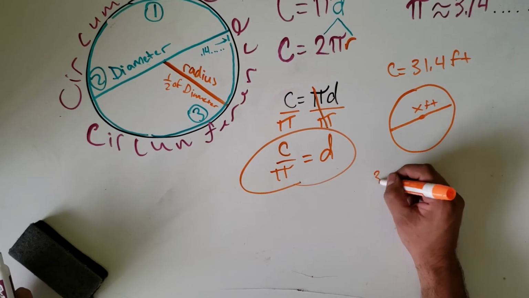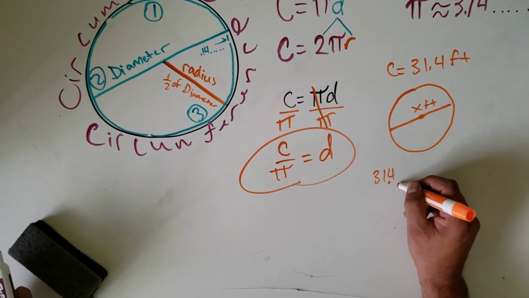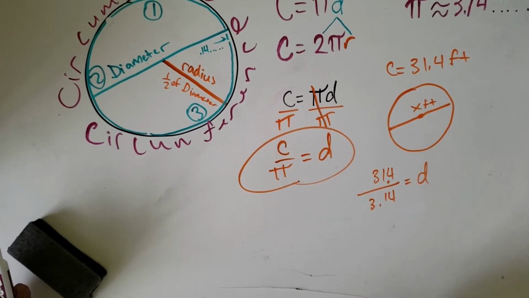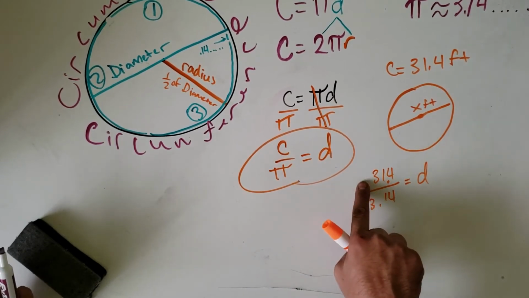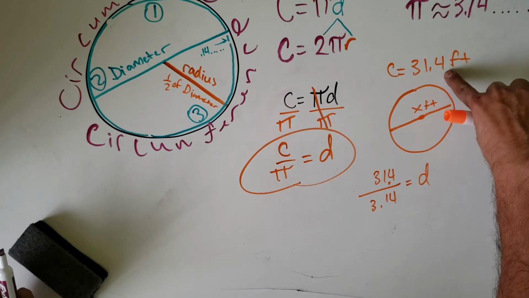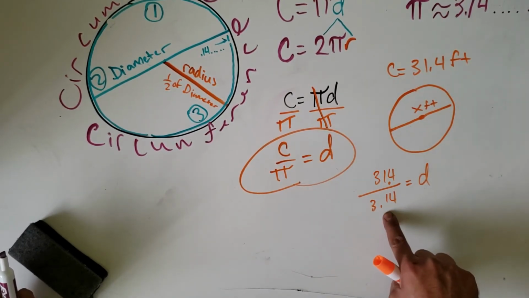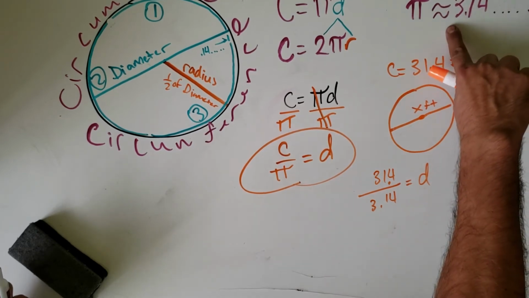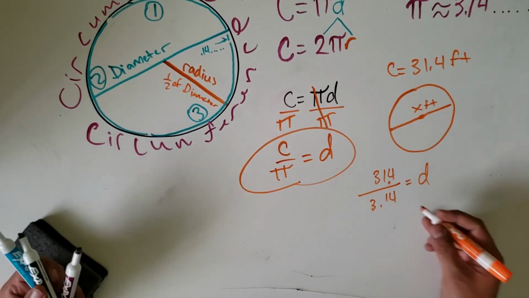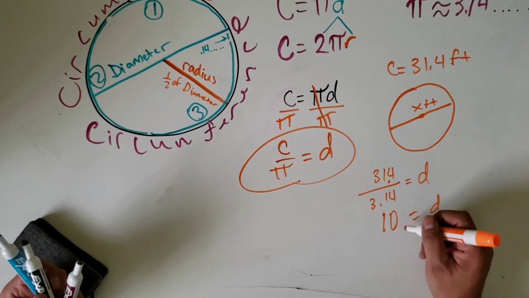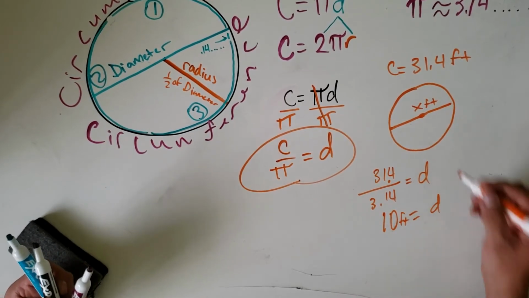So now I'm going to put 31.4 divided by 3.14 equals D. Okay, so 31.4 is my circumference, so that goes on top, just like the formula says. Pi is 3.14, just like it says up there. And that's going to give us our answer. So if I divide this by this, I'm going to get 10 equals D. So 10 feet is my diameter.